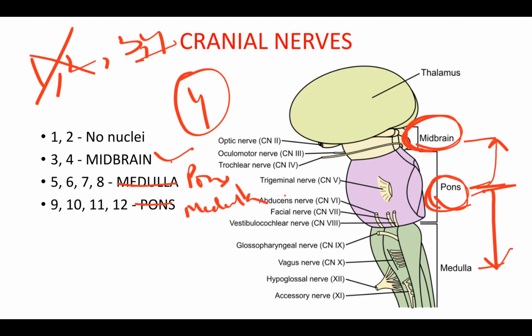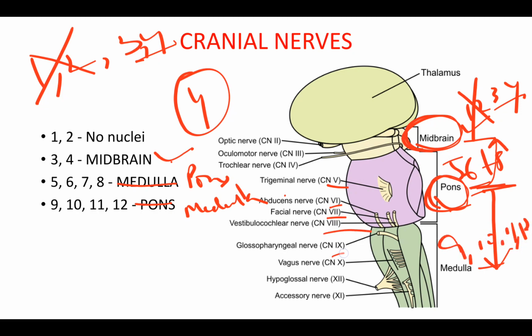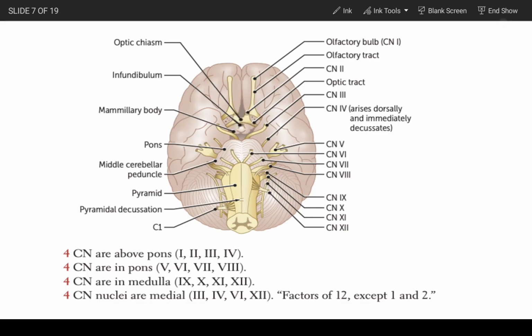All right, so the next 4, 1 2 3 4 are done here. 1 2 don't have cranial nerve nuclei. 3 4 is done. So 5 6 7 8 in the pons, and the last 4, 9 10 11 12 in the medulla. All right, so 4 above pons, 4 in pons, 4 in the medulla.